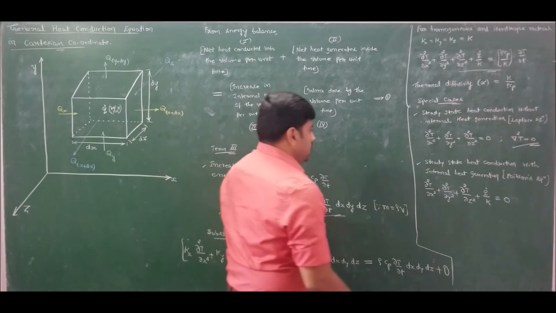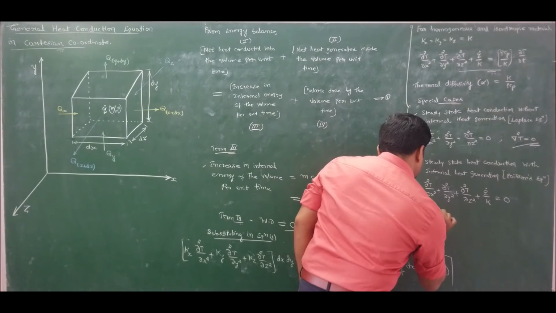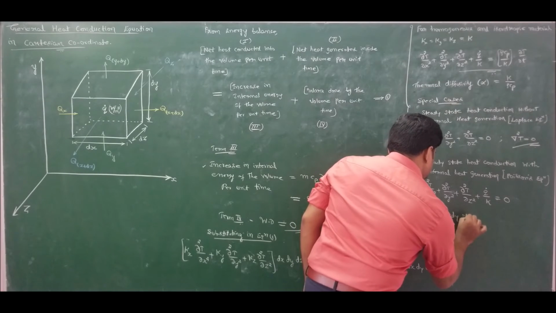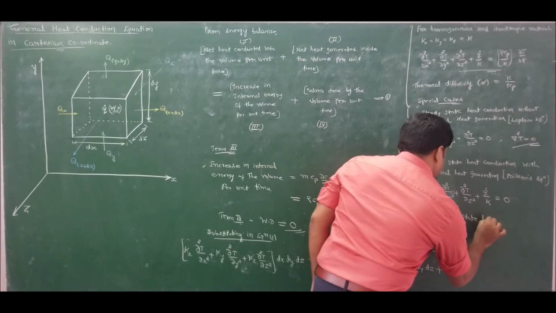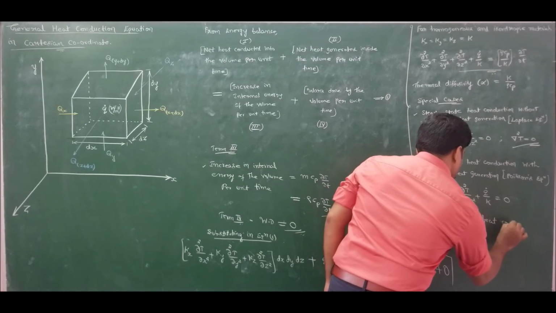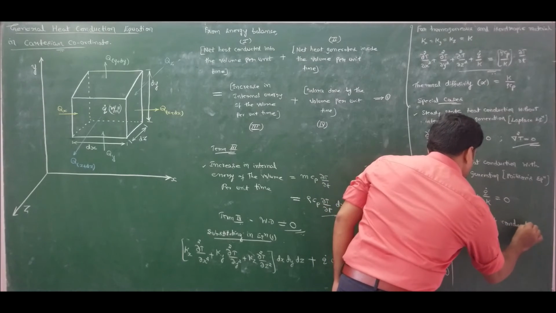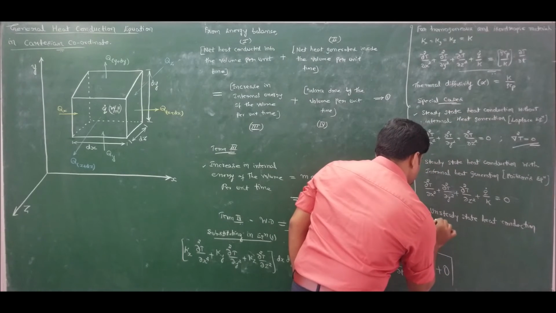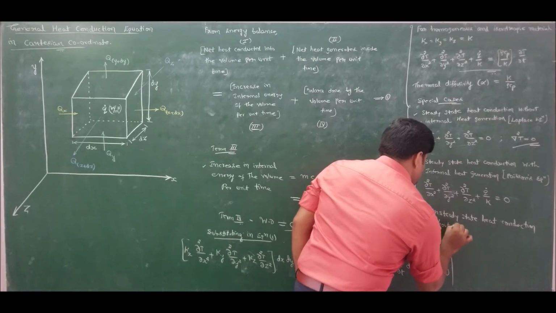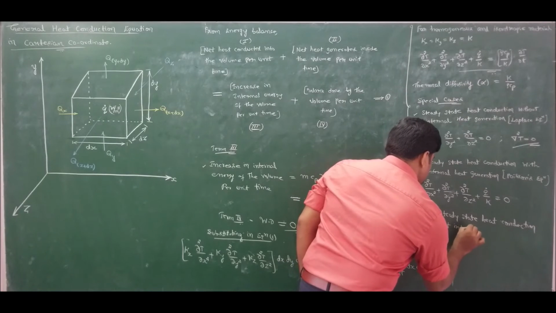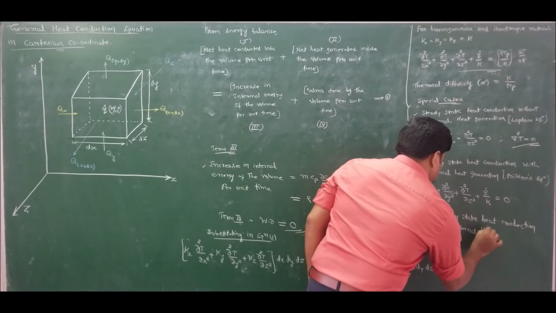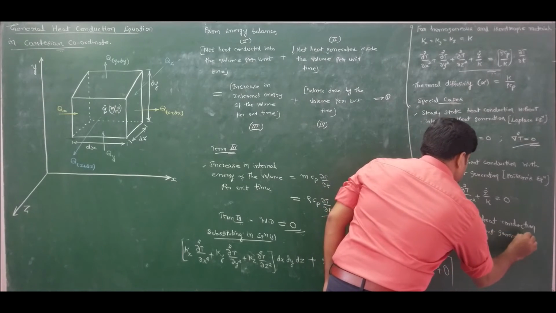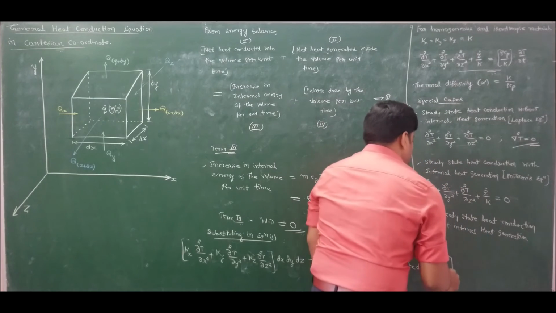Now finally we have unsteady state heat conduction without internal heat generation, which is termed as diffusion equation.